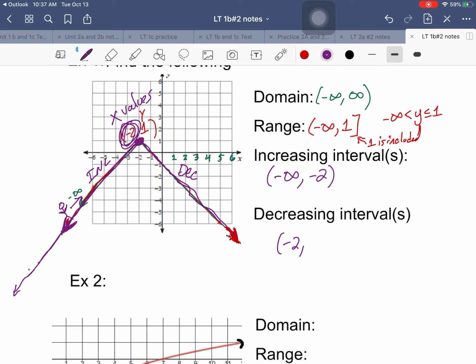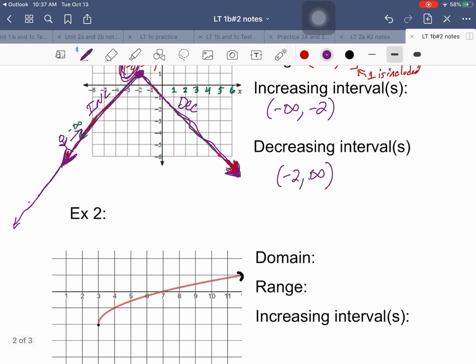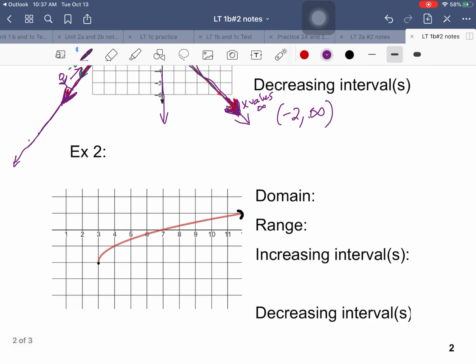And where does it stop decreasing? It keeps on going to the right. We're thinking domain, keeps going right forever to positive infinity. Don't think, if you're thinking that it's going down to negative infinity, well, we're thinking down is the y values. Up and down is y values. So we're thinking to the right because that's x values. They go to the right forever.